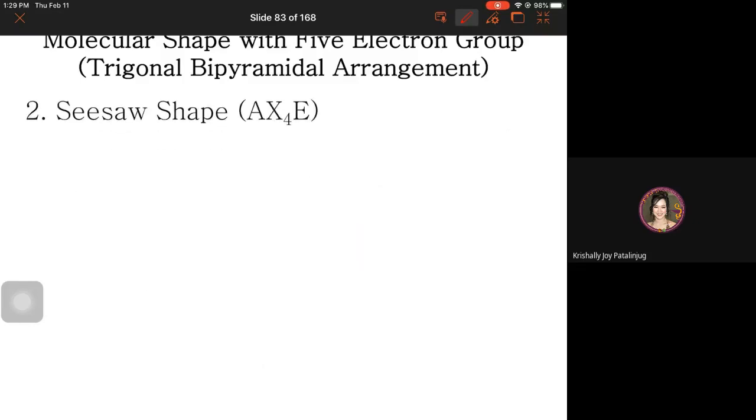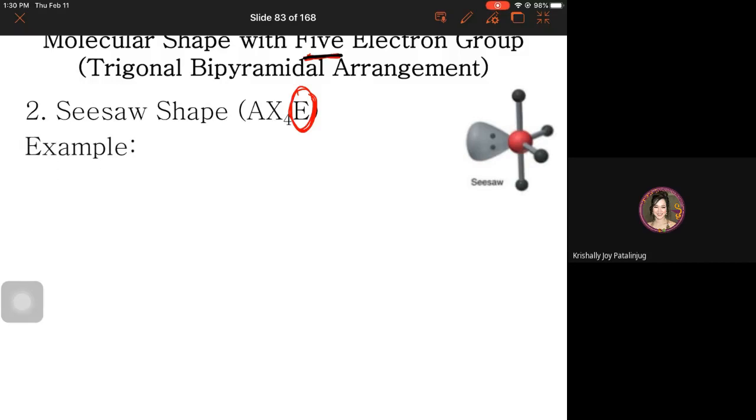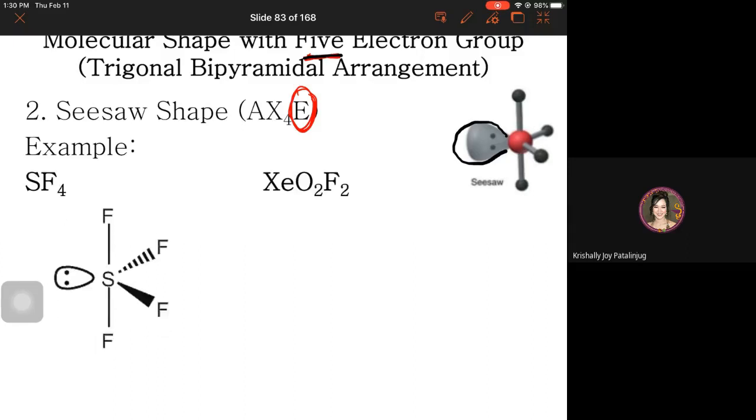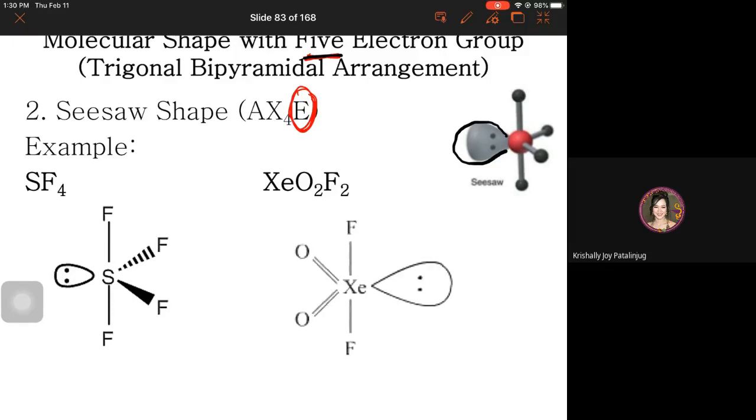What if there is a lone pair? With one lone pair among the five, that gives rise to a seesaw shape. The lone pair occupies the equatorial position. Four bonding groups and one lone pair give a seesaw shape. Examples are sulfur tetrafluoride and xenon dioxydifluoride.